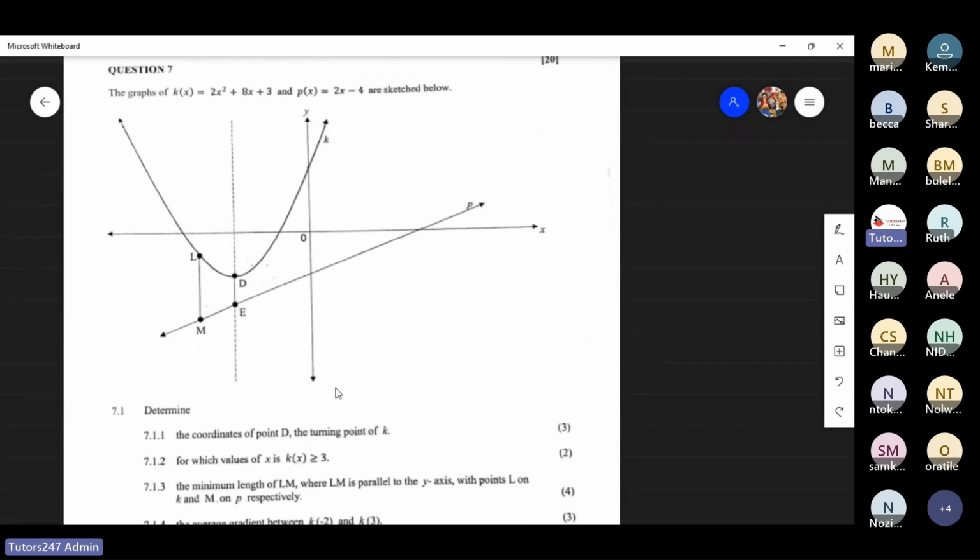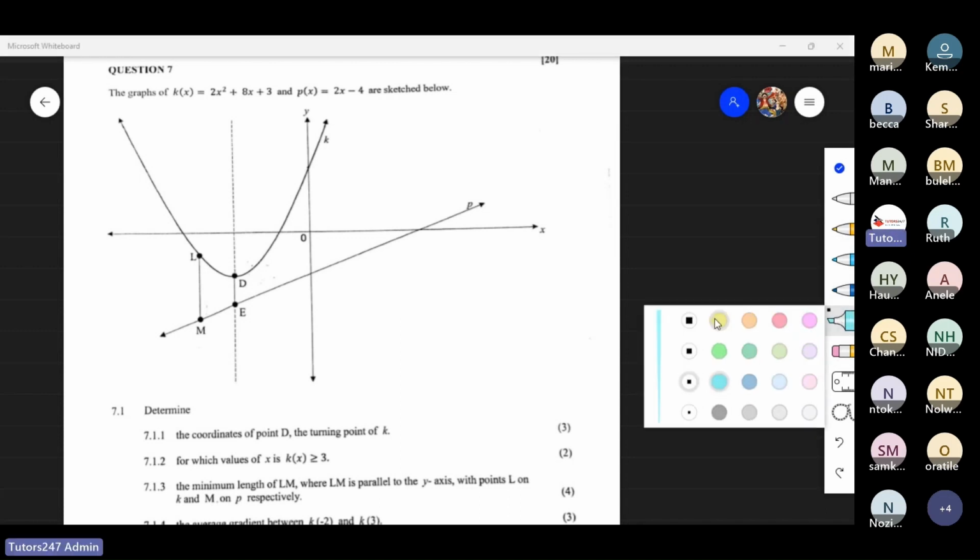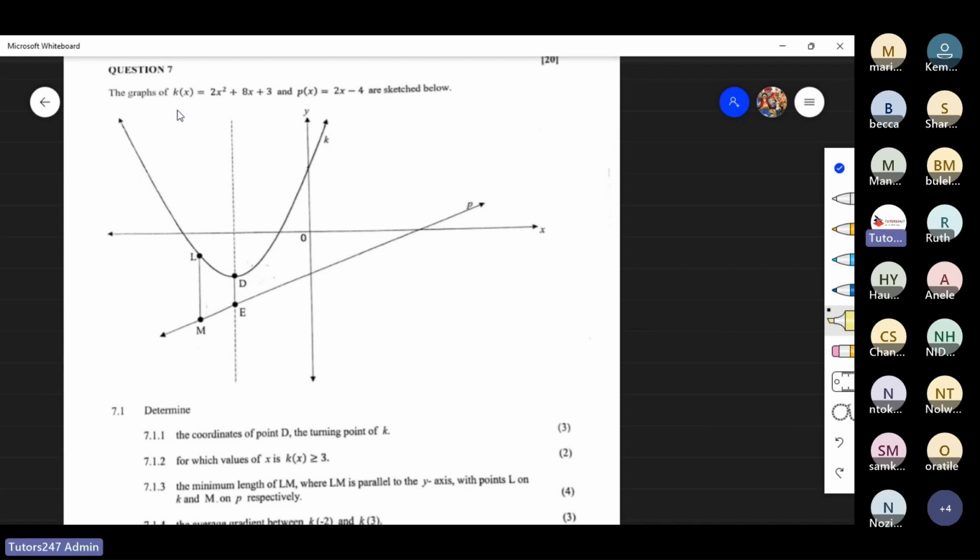Okay, so this is another question from a past June exam paper. So we have question 7. The graphs of k of x is equal to 2x squared plus 8x plus 3. So as we can see, a is greater than 0. That is why it has a smiley face shape. And p of x, which is equal to 2x minus 4. So k of x is a parabolic function and p of x is a linear function.